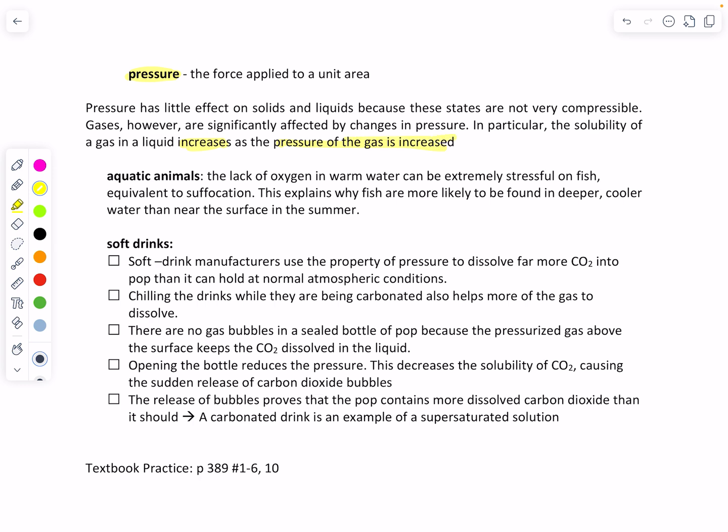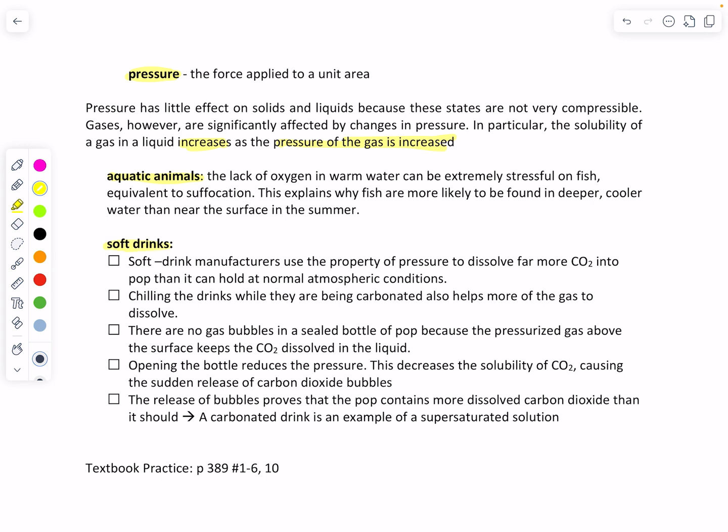This is important for aquatic animals. The lack of oxygen in warm water can be extremely stressful on fish, equivalent to suffocation. This explains why fish are more likely to be found in deeper, cooler water than near the surface. This also explains soft drinks.